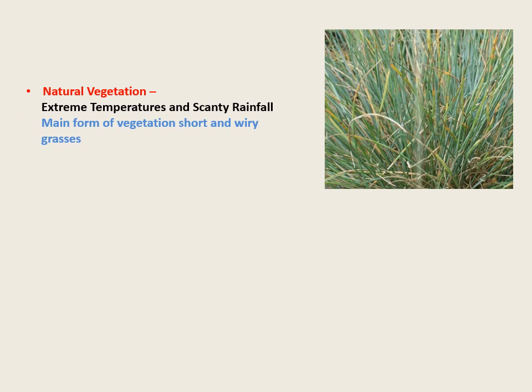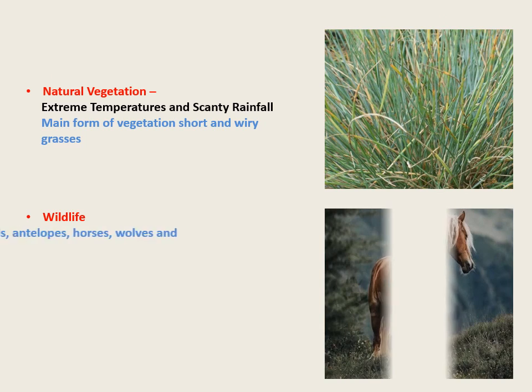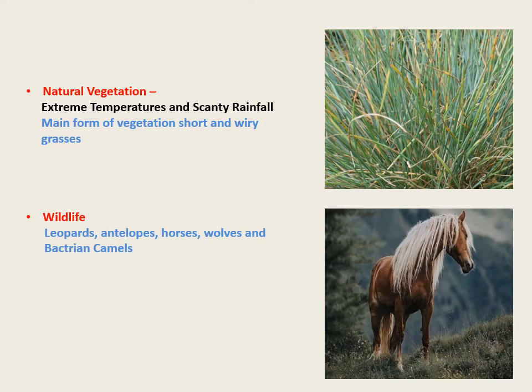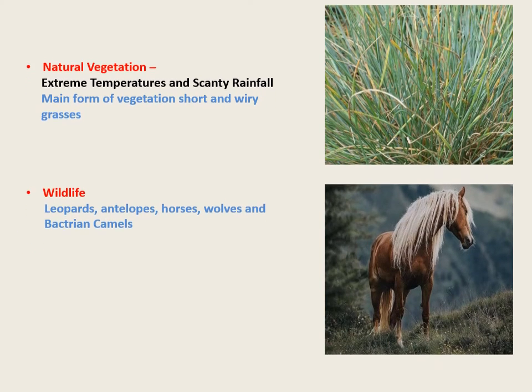Natural vegetation. As a result of extreme temperatures and scanty rainfall, hardly any trees grow in the steppes. Instead, the main form of vegetation consists of short and wiry grasses. Wildlife. The wildlife of this region includes leopards, antelopes, horses, wolves, and Bactrian camels.